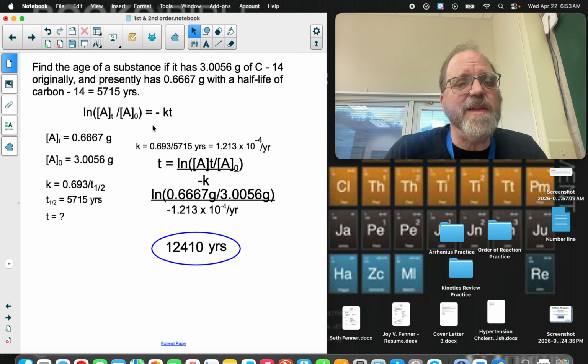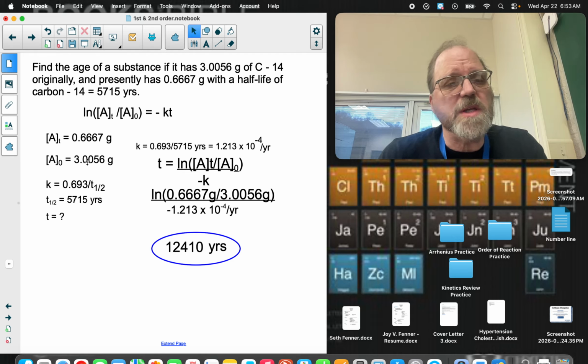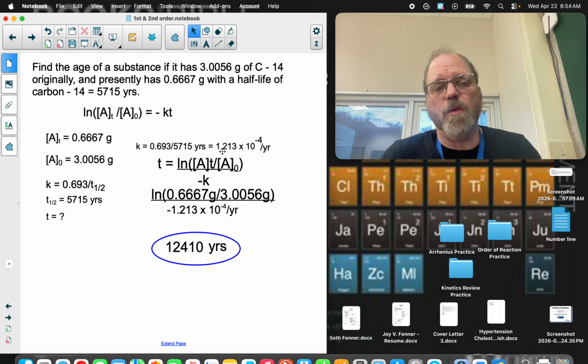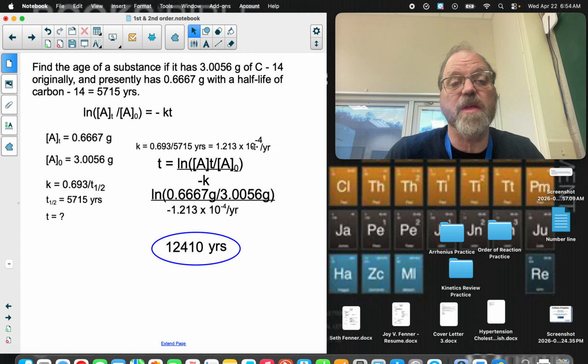We're going to take ln of A_t over A_0 is equal to minus kt. A_t is 0.6667 molar. A_0 is 3.0056 grams. k is 0.693 over t_1/2, and t_1/2 is 5,715 years. So when we find k, we end up with 1.213 times 10 to the minus 4 per year.